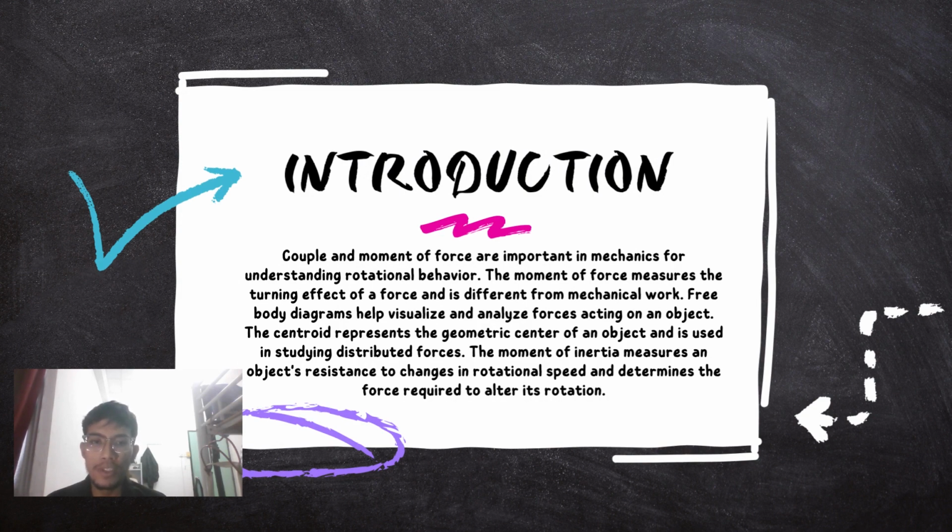Couple and moment of force are important in mechanics for understanding rotational behavior. The moment of the force measures the turning effect of a force and is different from mechanical work. Free body diagrams help visualize and analyze forces acting on an object. The centroid represents the geometric center of an object and is used in studying distributed force. The moment of inertia measures an object's resistance to change in rotational speed and determines the force required to alter its rotation.